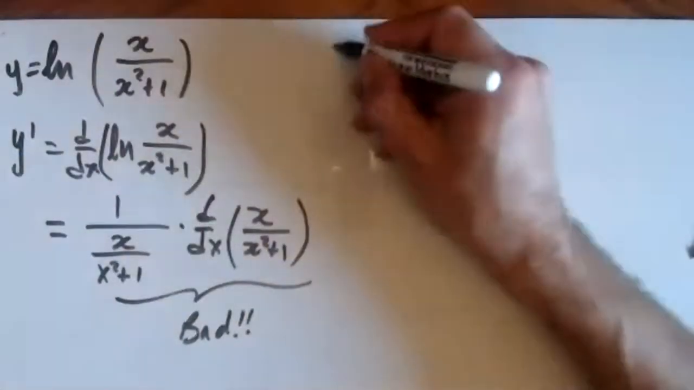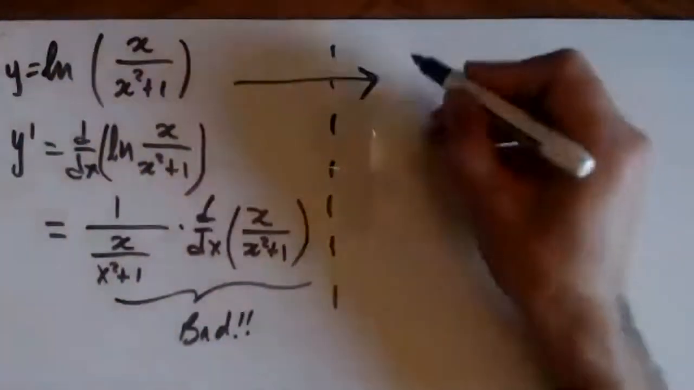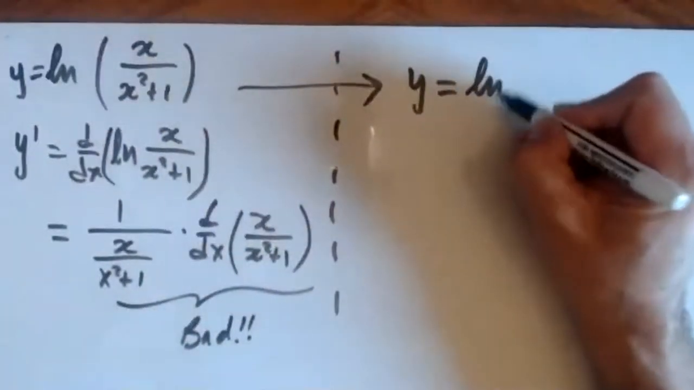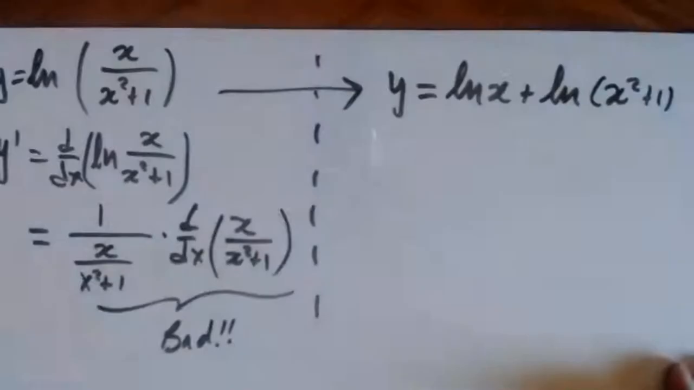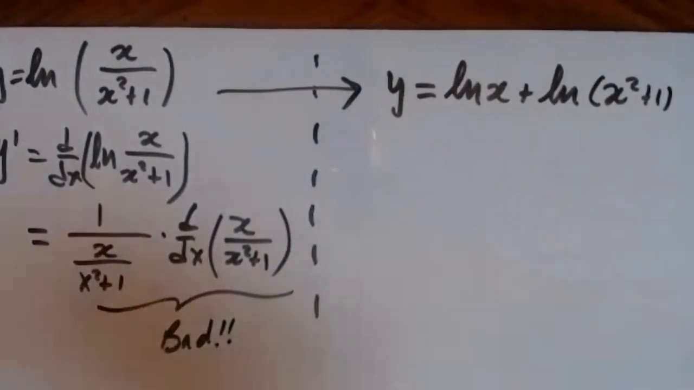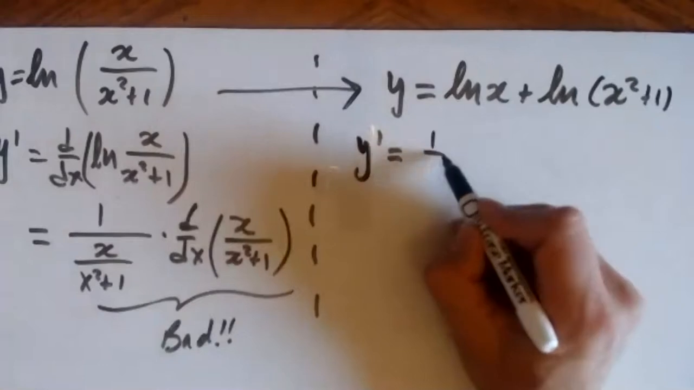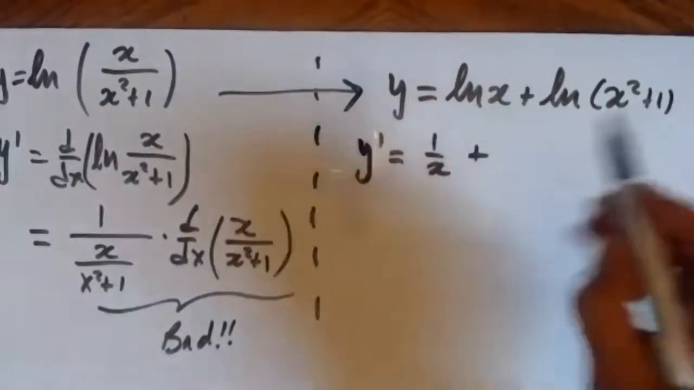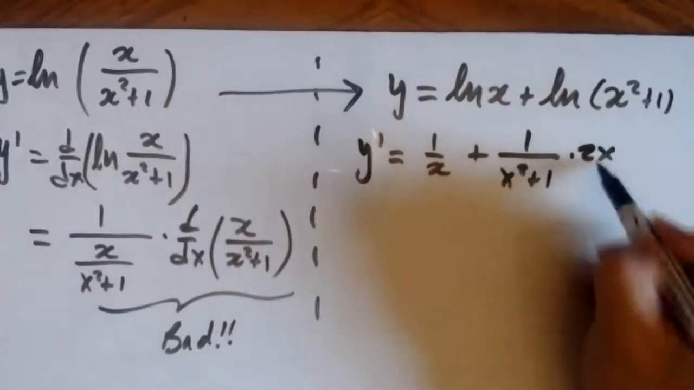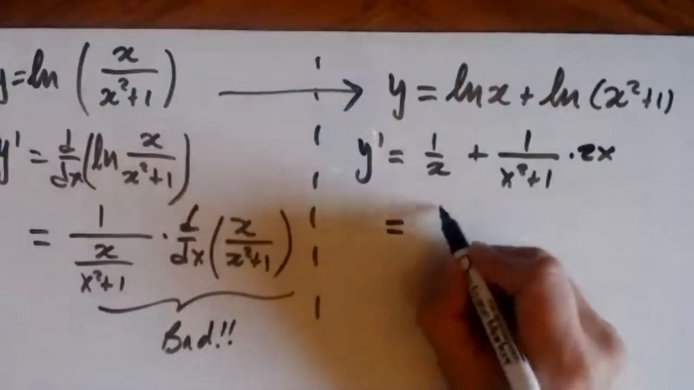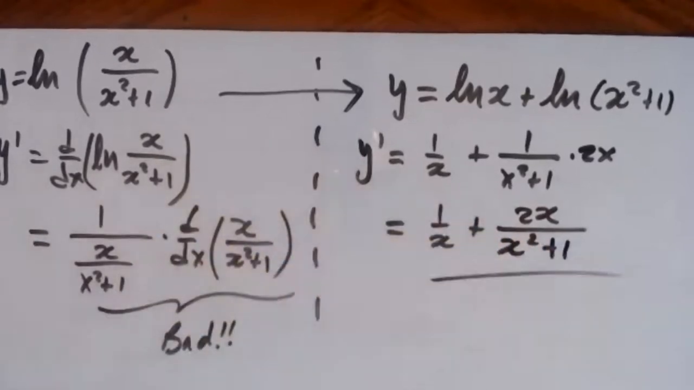But now let me just use the properties of the logs. So this expression now is going to be y equals ln x plus ln of x squared plus 1. Okay, now I'm going to take the derivative. y prime equals: derivative of this, easy, 1 over x. Derivative of this, reciprocal, 1 over x squared plus 1 times the derivative of this, 2x. Rewriting: 1 over x plus 2x over x squared plus 1. Answer.